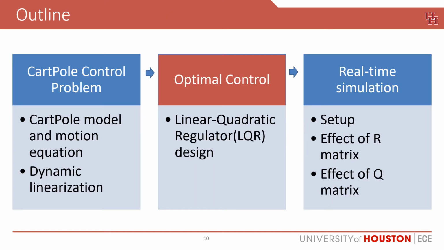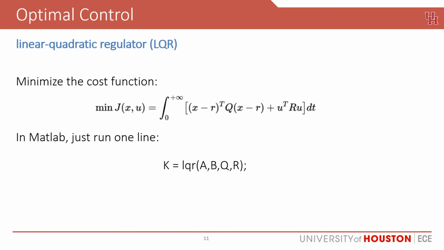Then we go to LQR controller design. LQR controller has a cost function to minimize, and it has the Q matrix and R matrix. The Q matrix will punish the difference between the current state and the reference state, while the R matrix will punish the input we added to the system. In MATLAB, we can just run this one line to get the LQR controller.